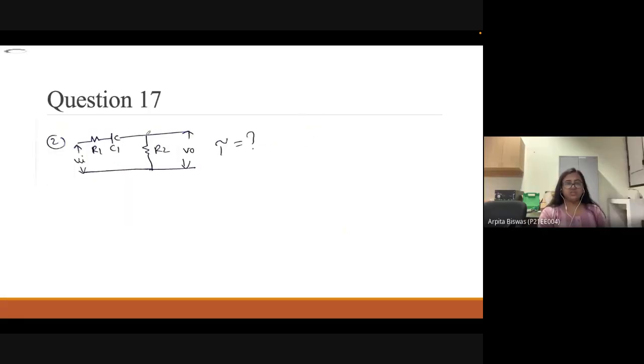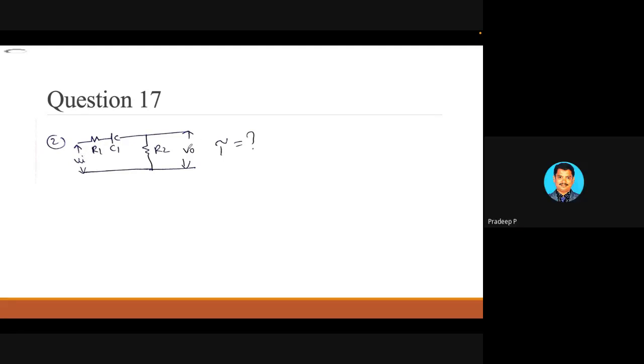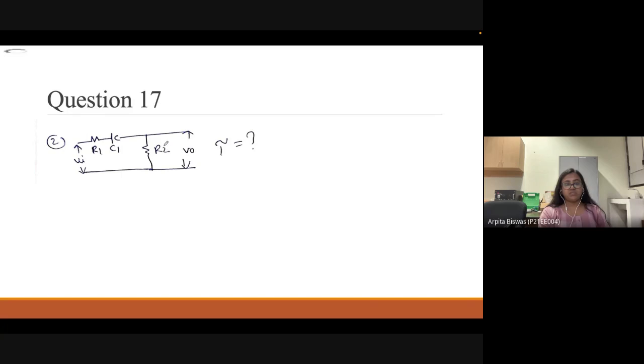So this is the next condition where R1 and C1 are in series and there is an R2 and V out. So in that case, when the V input is given and also the output is taken from the R2 side.